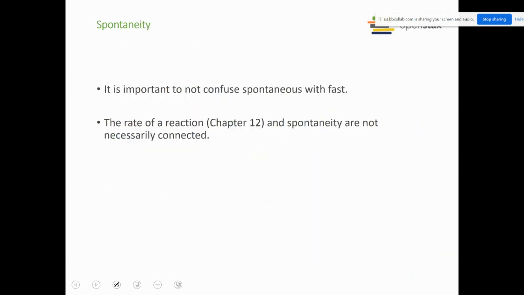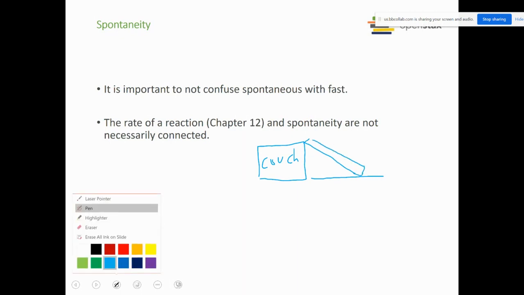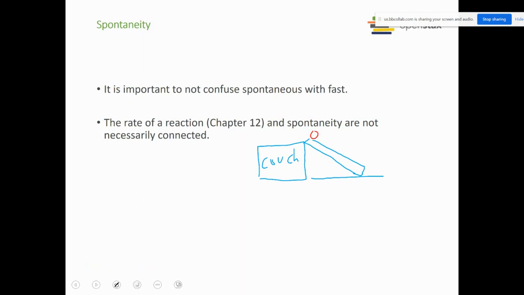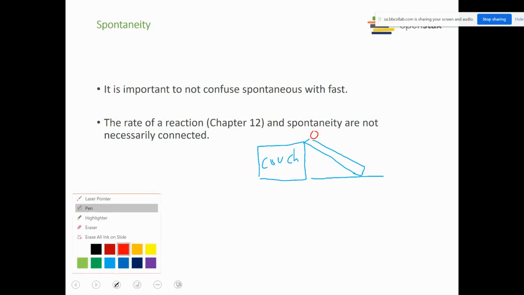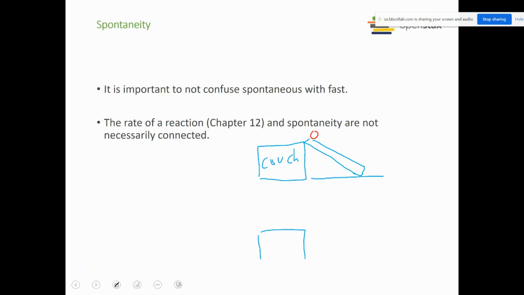Now, another important thing about spontaneity. Let's go back to my couch example. My couch, my ground, this was the wooden plank, and this was my ball that my cat loves to play with. Versus, let me draw another scenario. I'm going to try to draw as close as possible.